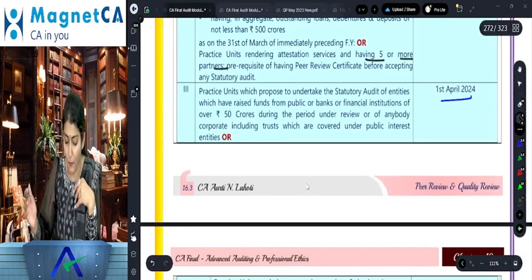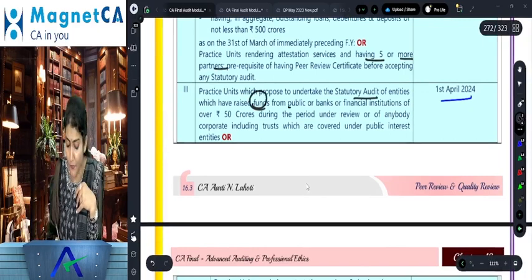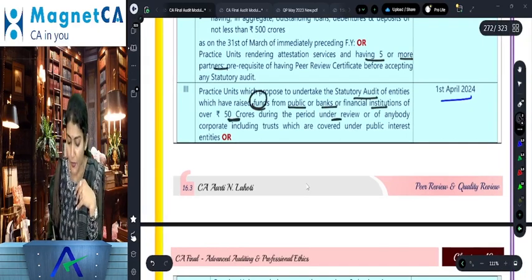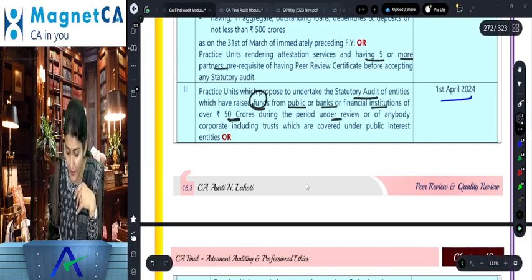Practice units who propose to undertake the statutory audit of any entity who's raised funds from the public bank or the financial institution of over 50 crore during the period under the review, or of any body corporate including trusts which are covered under the public interest entities. Right.